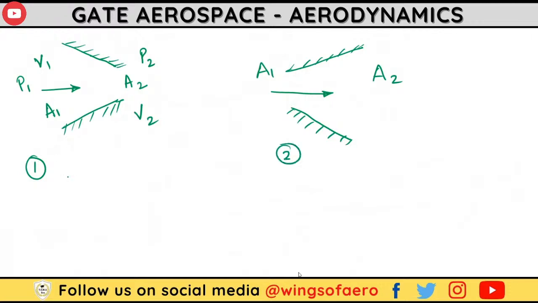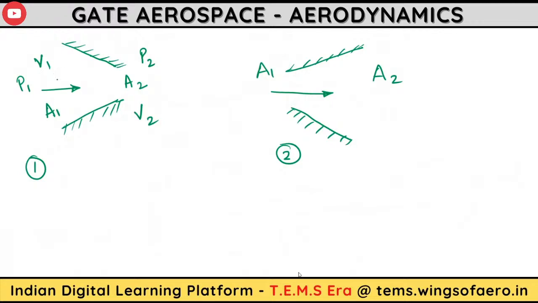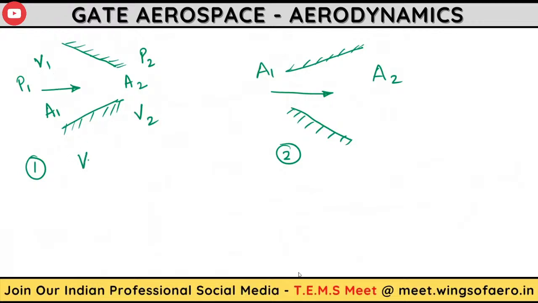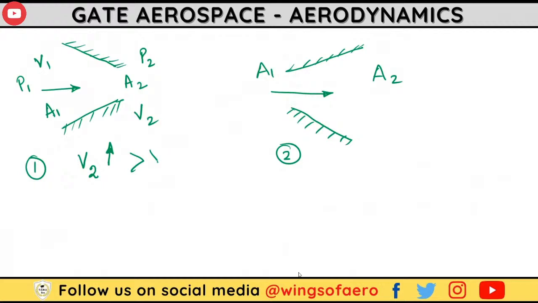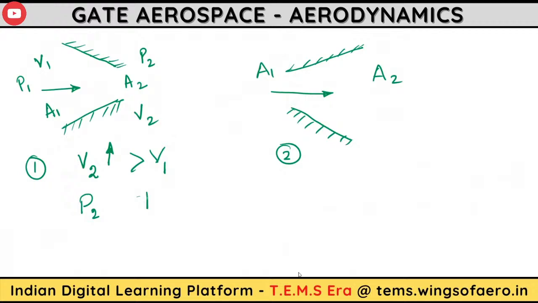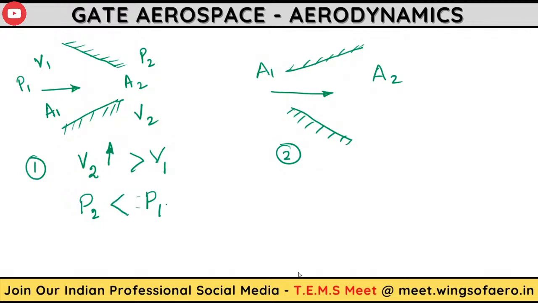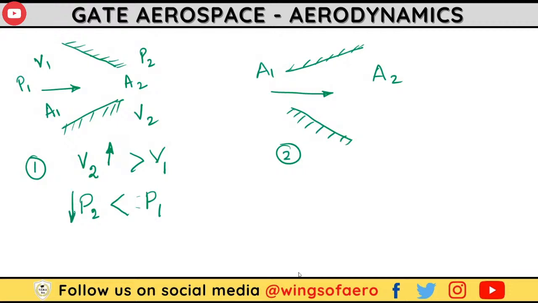Let's first consider the convergent. What will happen here? When the flow pressure decreases, velocity increases; velocity increases, pressure decreases. That means when it comes over here, the velocity V2 will be more as compared with V1. So if velocity increases, what will be the impact on the pressure? How will P2 and P1 be related? P1 will have more pressure as compared with P2. As the velocity increases, the pressure will decrease.